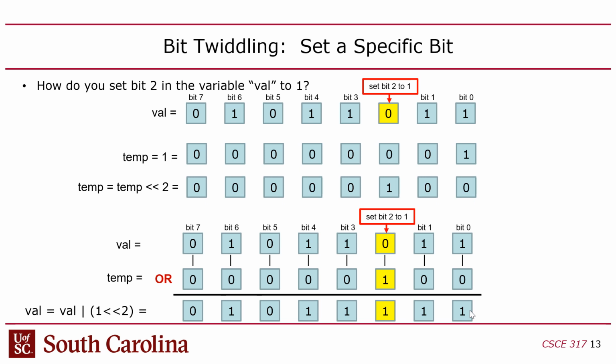I have to move that rightmost bit into bit 2 because that's where I'm targeting. That's my target. So I move it by shifting it 2 bits to the left. So basically I'm taking a 1 bit and positioning it where I want it. And then you do a bitwise OR between the original value and that temporary value. And by doing that OR, you're going to set bit 2 to 1.